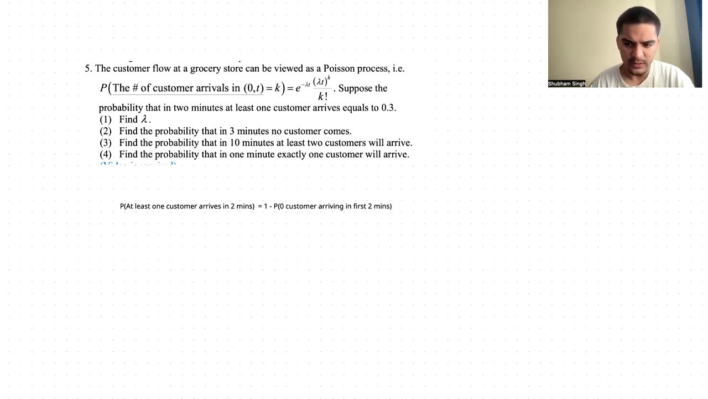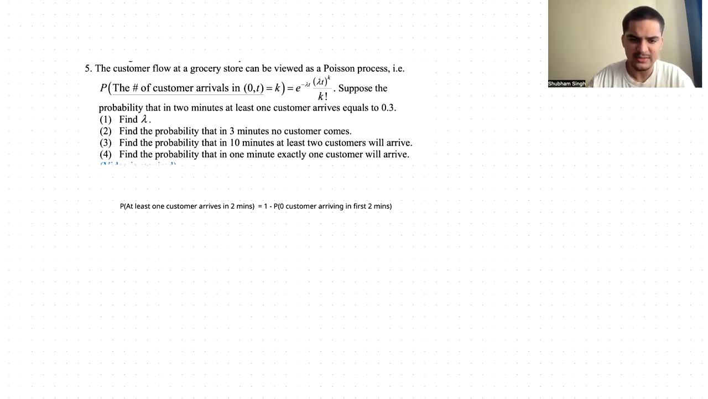So the first thing we need to see is that the information we have been given is the probability that in 2 minutes at least one customer arrives. We see that we cannot use the formula directly to compute the value of lambda, because that is used to calculate the probability of an exact number of people arriving in a time interval, not at least. So we can change that to the probability of at least one customer arriving, which could be one or more. That can be seen as 1 minus the probability of no customer arriving in the first 2 minutes.